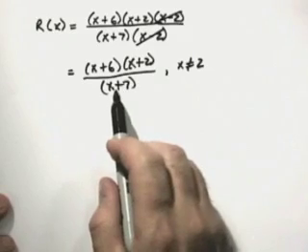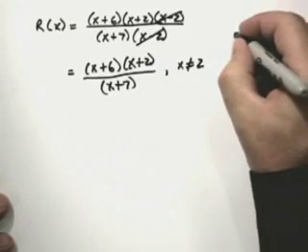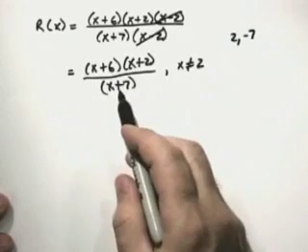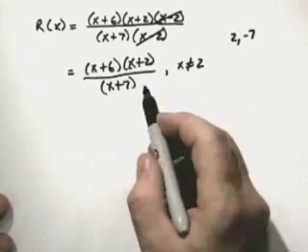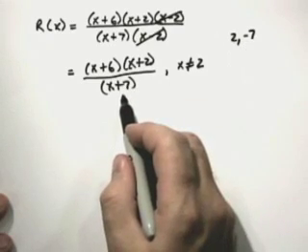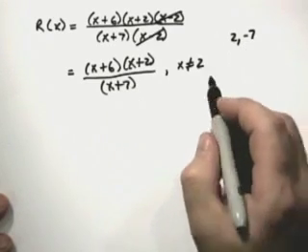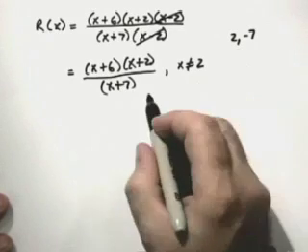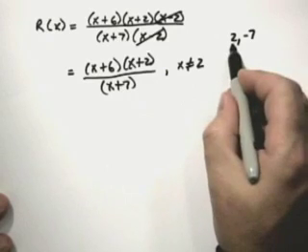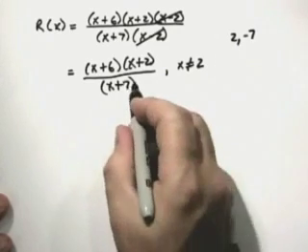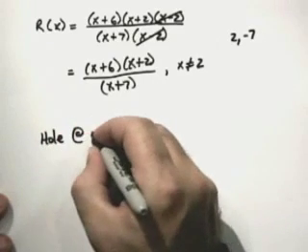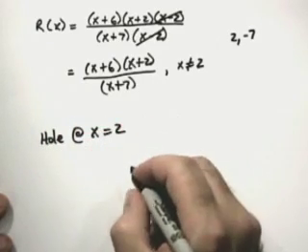Now that we've simplified our rational function, we again go back to our two values, 2 and negative 7, and we look at our simplified form of our rational function. Any value that was a restricted value that still makes the denominator equal to 0 will yield an asymptote. Any value that was restricted but no longer is restricted will yield a hole in the graph. Since x equal to 2 no longer makes our denominator equal to 0, we'll have a hole in the graph at x equal to 2.